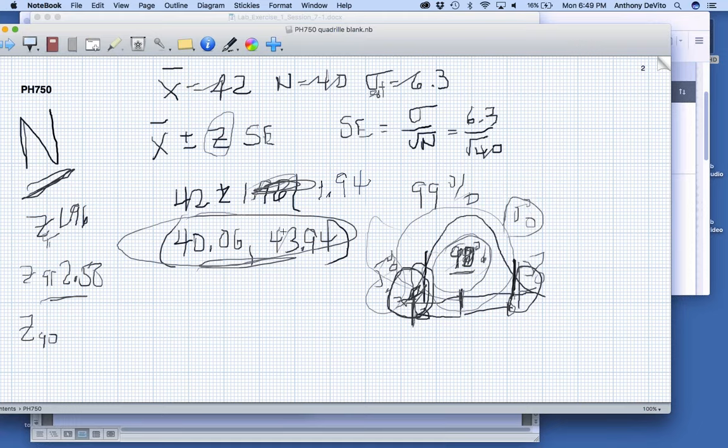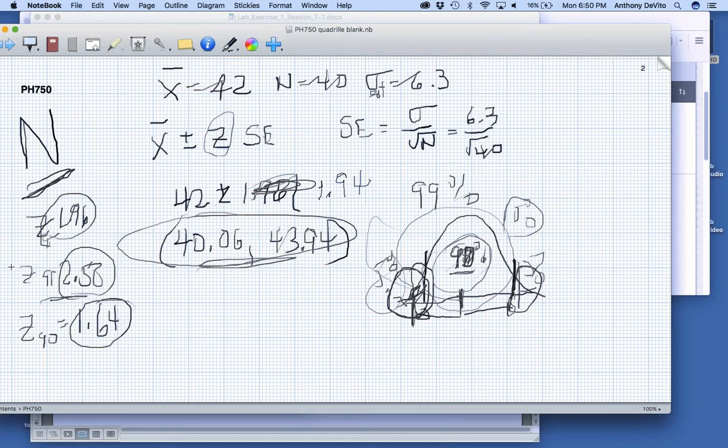If this is really true, that this is the true mean and that's the true standard deviation, what's the z-score for that? That's going to be a smaller z-score because we want a smaller margin of error. That's going to be 1.64. Okay, so if we remember those three numbers, we're halfway home.